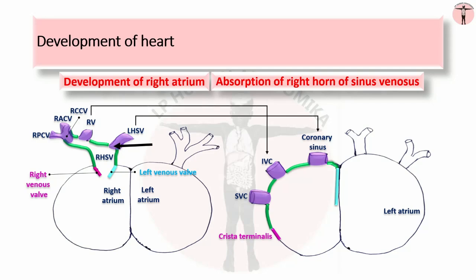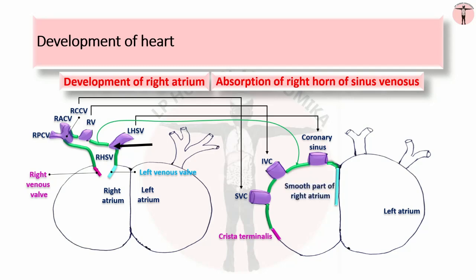The right vitelline vein develops into terminal part of inferior vena cava, and the right common cardinal vein develops into intrapericardial part of superior vena cava. In the meantime, as they are developing, right horn of sinus venosus is absorbed into the right atrium as the cavity enlarges to form the smooth part of the right atrium. With the incorporation or absorption of right horn of sinus venosus into the wall of right atrium, the newly formed coronary sinus, inferior vena cava and superior vena cava now directly open into the right atrium.